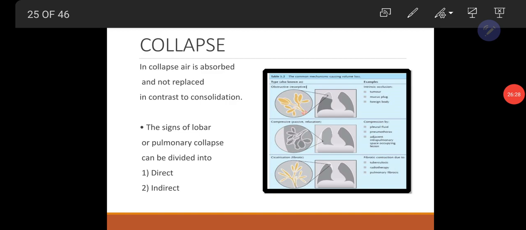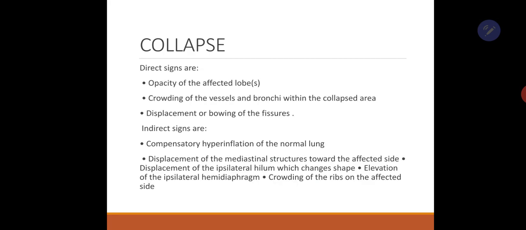Now we will be discussing collapse. In collapse, air is absorbed and not replaced, in contrast to consolidation. The signs of lobar or pulmonary collapse can be divided into direct and indirect. Direct signs are opacity of the affected lobes, crowding of the vessels and bronchi within the collapsed area, and displacement or bowing of the fissures. Indirect signs include compensatory hyperinflation of the normal lung and displacement of mediastinal structures towards the affected side.